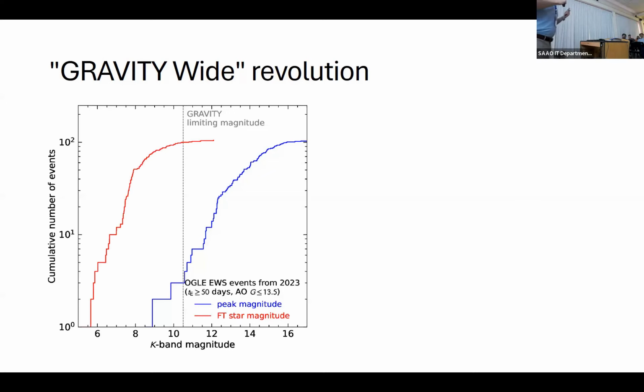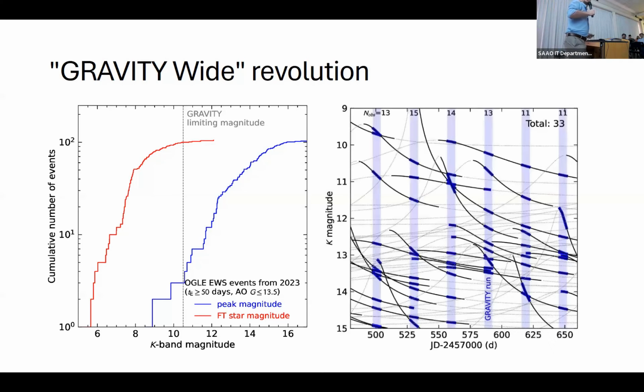However, if we consider microlensing events that have a reference star within 30 arcseconds that is brighter than 10 magnitudes in the K-band, then the number of microlensing events that we can observe grows by 2 orders of magnitude. And in my opinion, this is a revolution that we waited for a long time. If you do some simulations, you can find out that every month, every VLT observing run, you can observe as many as a dozen microlensing events now.